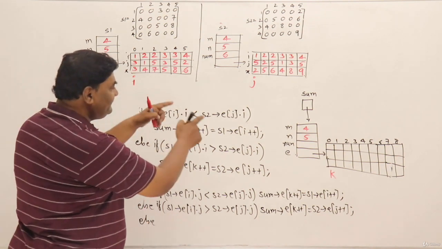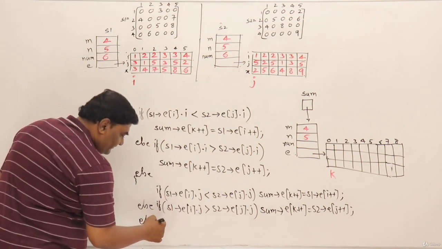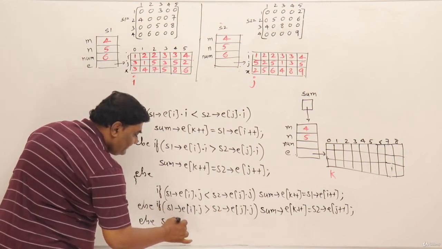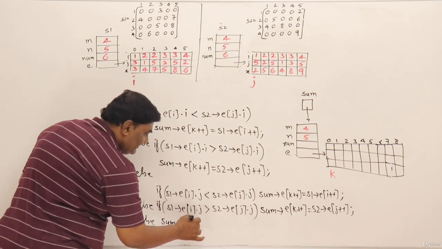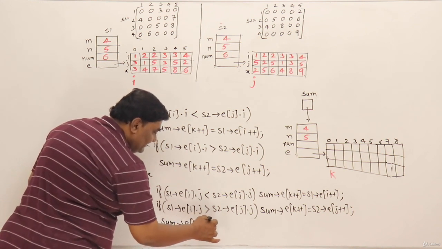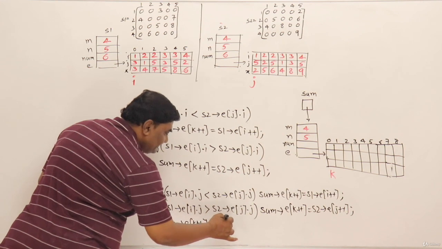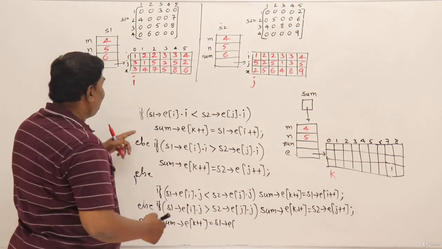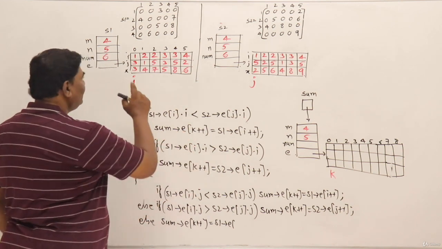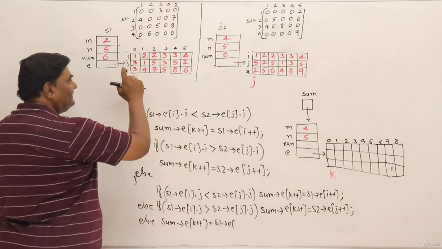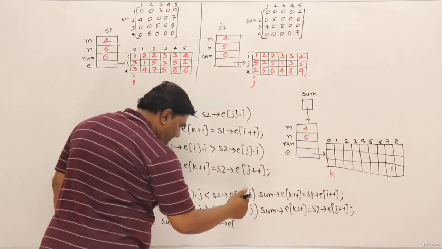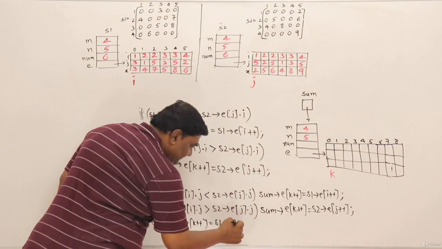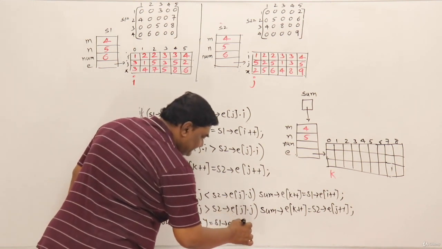We have to add these two and store the result there. So in the final else, I'll simply write the code here itself. Sum of E of k plus plus is assigned with S1's E of. For copying, I have to copy three things: row number, column number, and the sum of the elements. For row number and column number, I will simply copy the values from S1, say S1 of I plus plus.